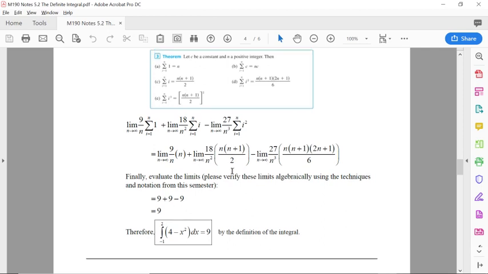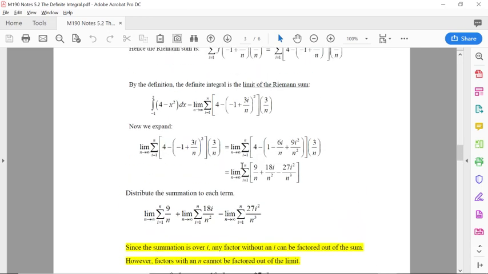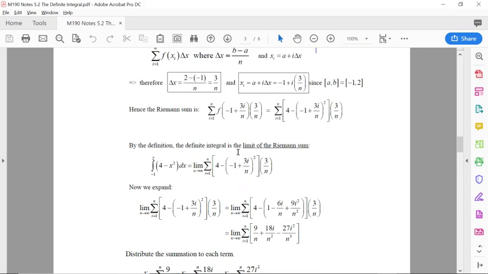Okay, so looking for a proper notation here, you're going to have to set up whatever delta x is. You're going to have to set up your xi stars.